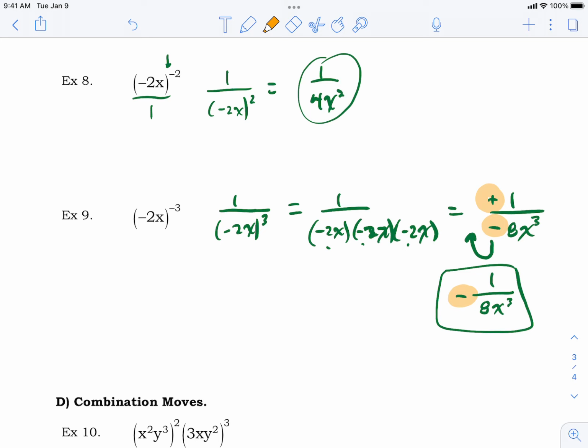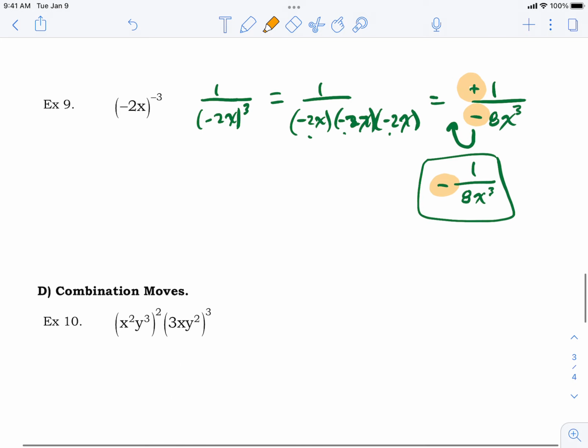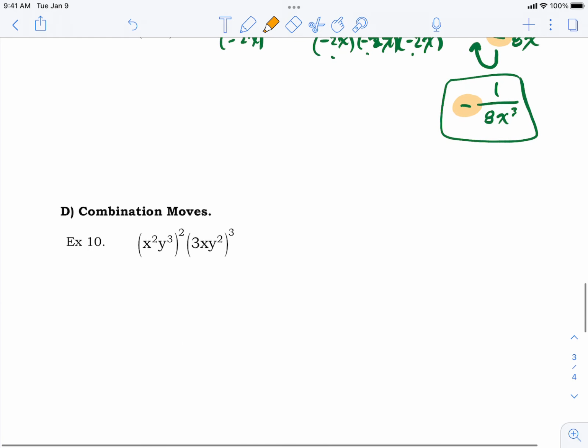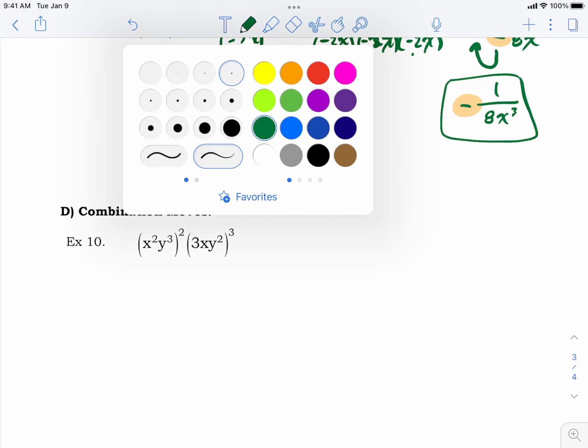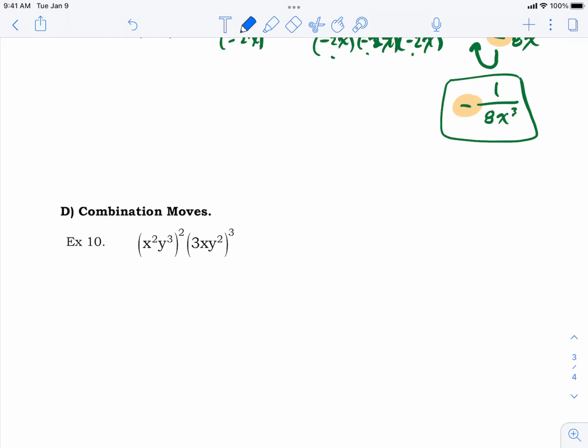There, that looks good. Okay, so we're going to end with some combination moves. So what's a combination move? It means I'm applying more than one law of exponents here, just to simplify this mess. So I've got this x cubed, x squared, y cubed, but it's being squared, and I've got this stuff, and it's being cubed. Okay, I want to apply and whittle this all down. Whittle it down. So first I'm going to apply these outside exponents, the 2 and the 3.